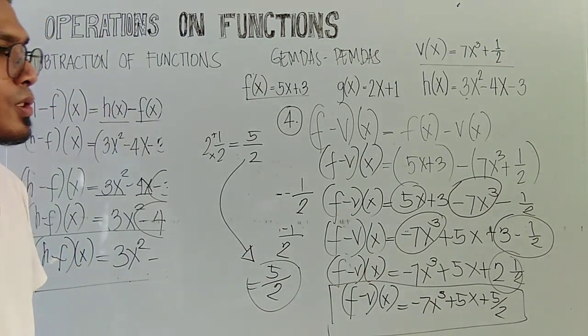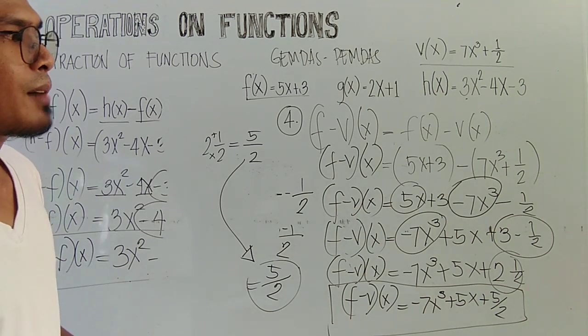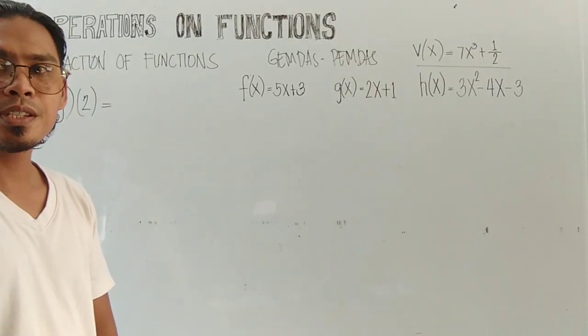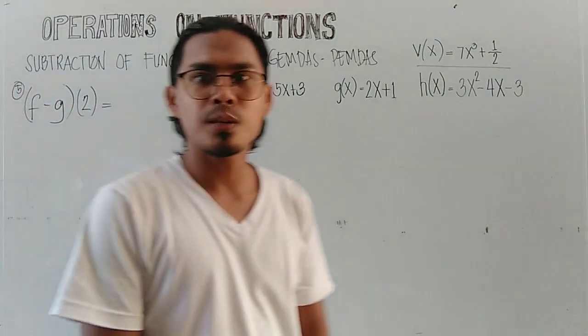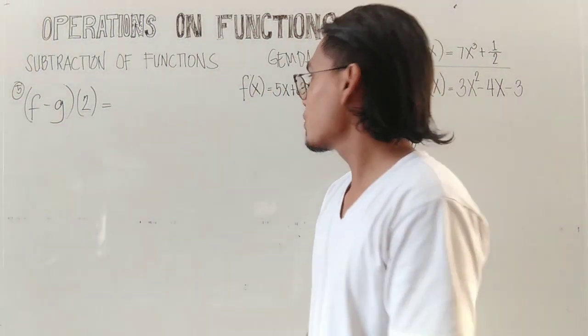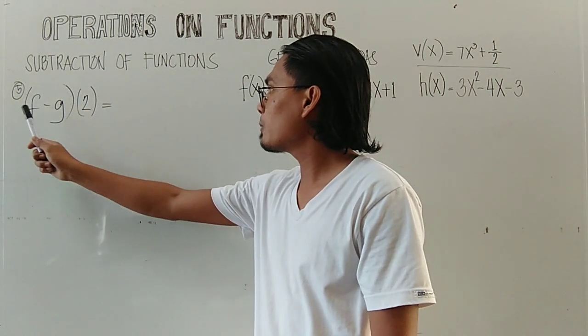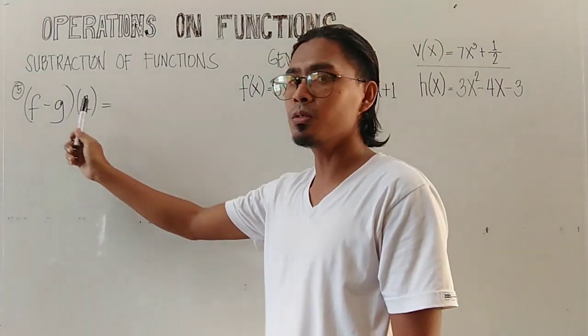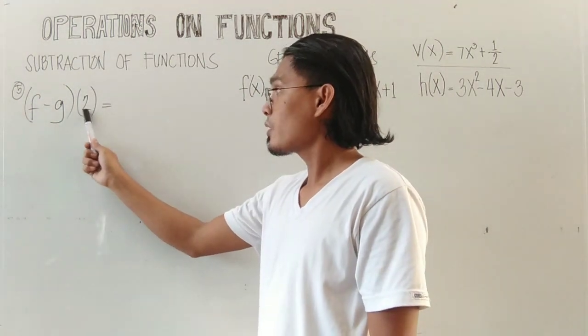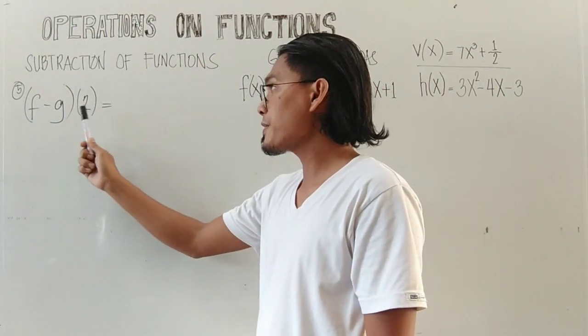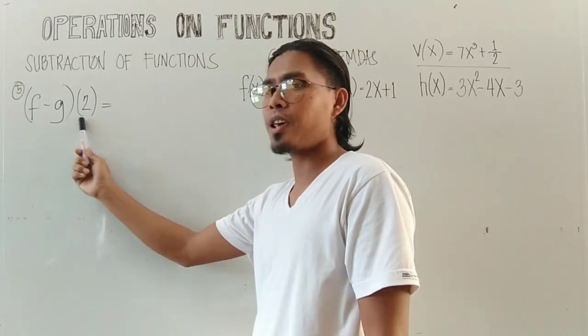Let us now proceed to our last example, subtraction of functions. Assuming you are to solve for the value of f minus g of 2. So kanina, x na din sulod. So may value ng x na 2.